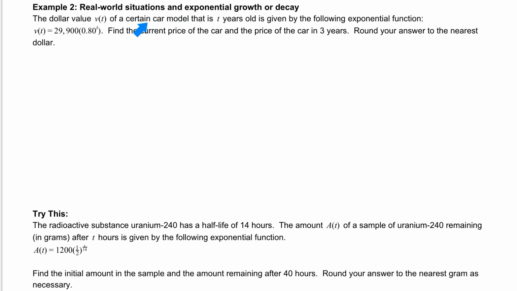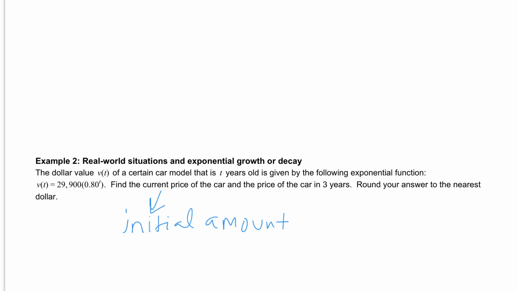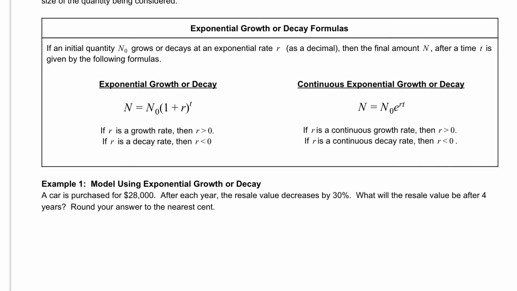If we're talking about the current price, we're talking about the initial amount. And that initial amount, if you think back to our formulas from above, I'm going to show you up here. If we take a look right here, our initial amount is that number that's being multiplied in front, whether it's continuous or whether it's growth or decay, by year or month or whatever it may be, that number in front.